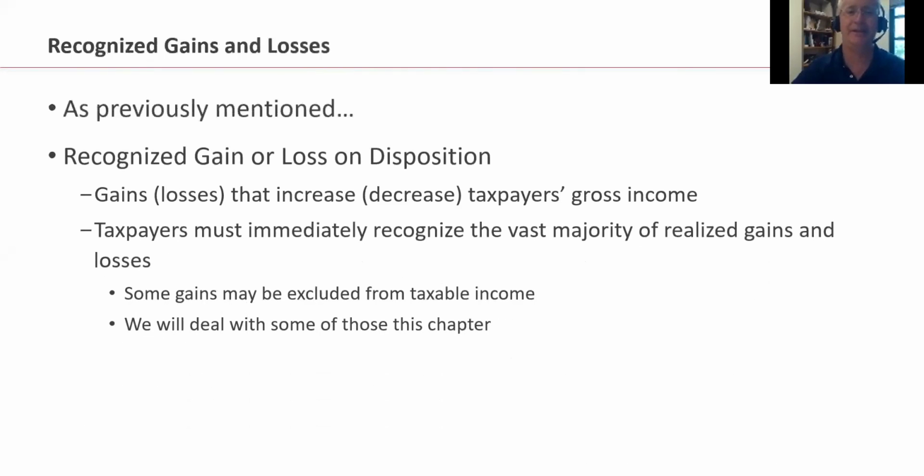All right, so as previously mentioned, I have to recognize gain or loss generally from a realized gain or loss on disposition. Recognized means that I increase or decrease the gross income of a taxpayer as a result of that realized gain, right? So I've got unrealized can shift to realized. Realized generally shifts to recognized. Recognized means I reported it, for lack of a better term, on the tax return. The vast majority of realized gains and losses are recognized gains and losses. What we're going to do is talk about the ones that aren't. That's what part of this chapter is about.